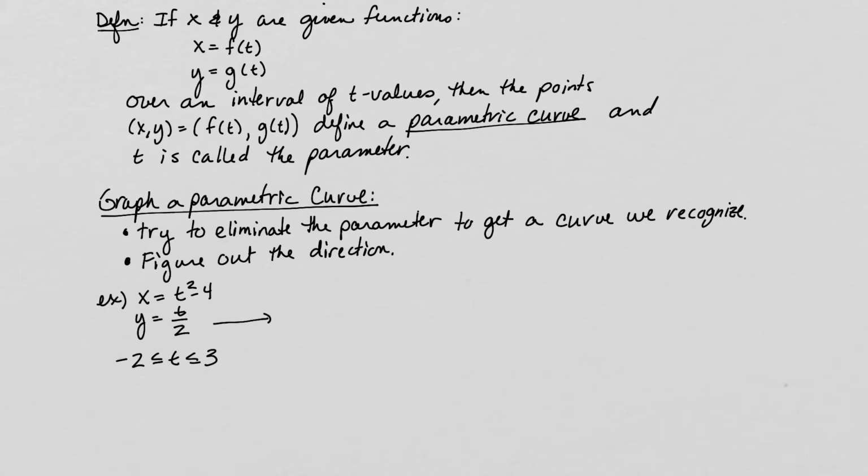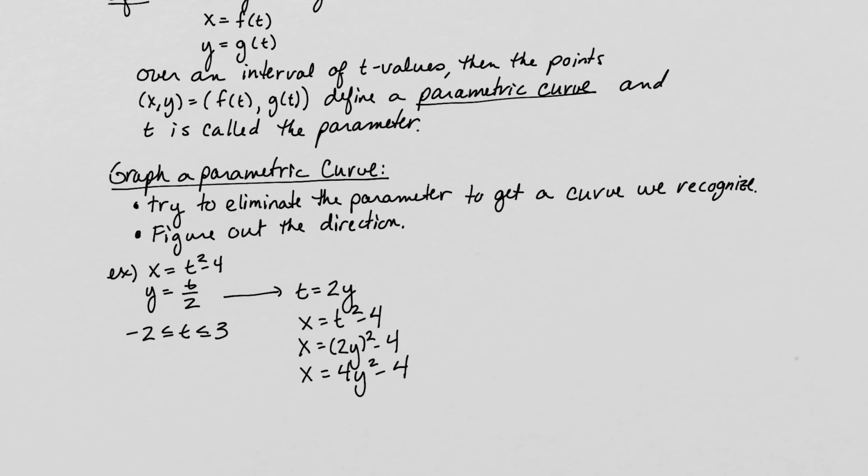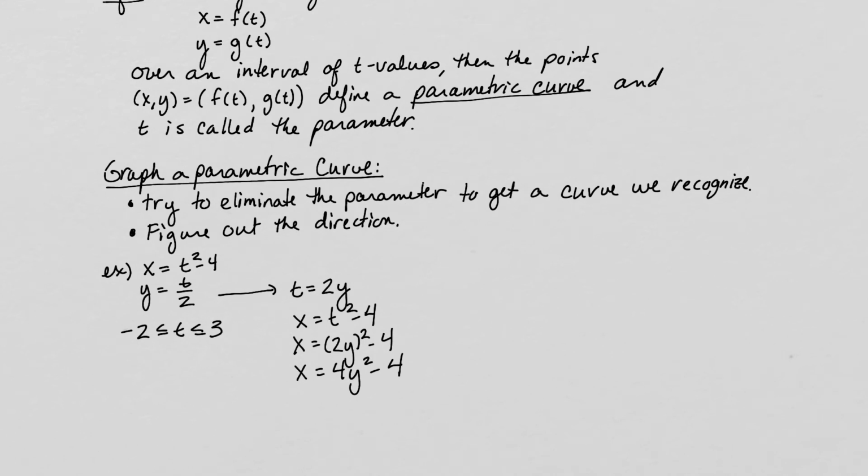So from this second equation, we can get that t is equal to 2 times y. So I just multiplied both sides by 2. And then I can plug that back up into the first equation. So if I plug that into the first equation, my first equation was x is equal to t squared minus 4, or x is equal to (2y) squared minus 4, or x is equal to 4y squared minus 4. So now I have here, right, an equation where I got rid of the parameter. So I was able to eliminate the parameter.